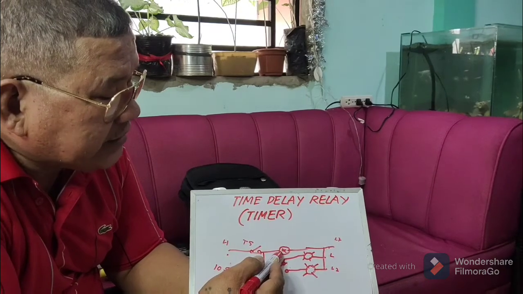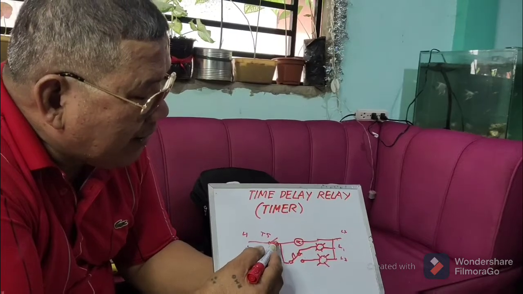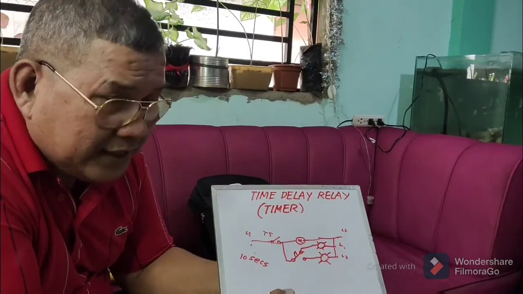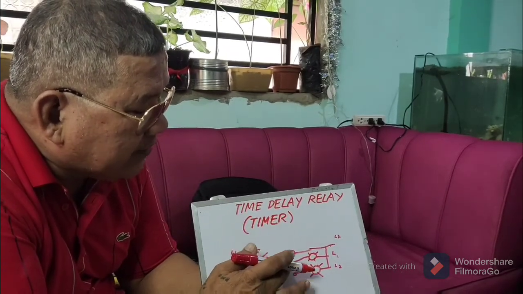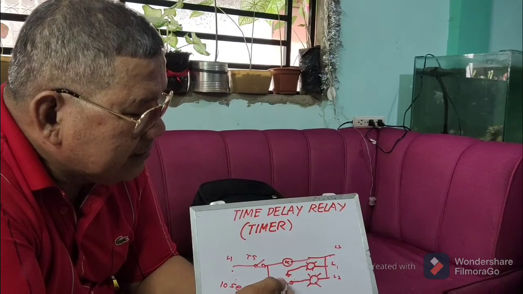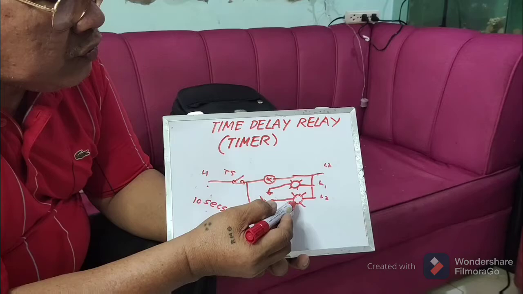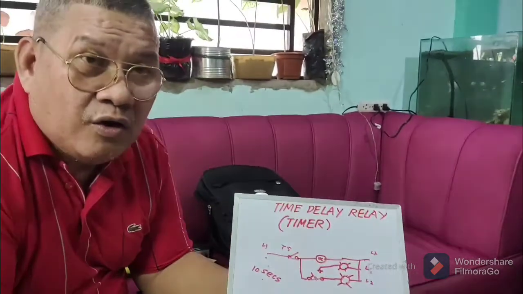I will press the button here, switch on the toggle switch. This will energize. Automatically, lamp number 1 will light. Right? There is a complete circuit here. After 10 seconds, the contact here will transfer. There. So lamp number 1 is off, then lamp number 2 is lighting after 10 seconds. That is why it is called on delay.